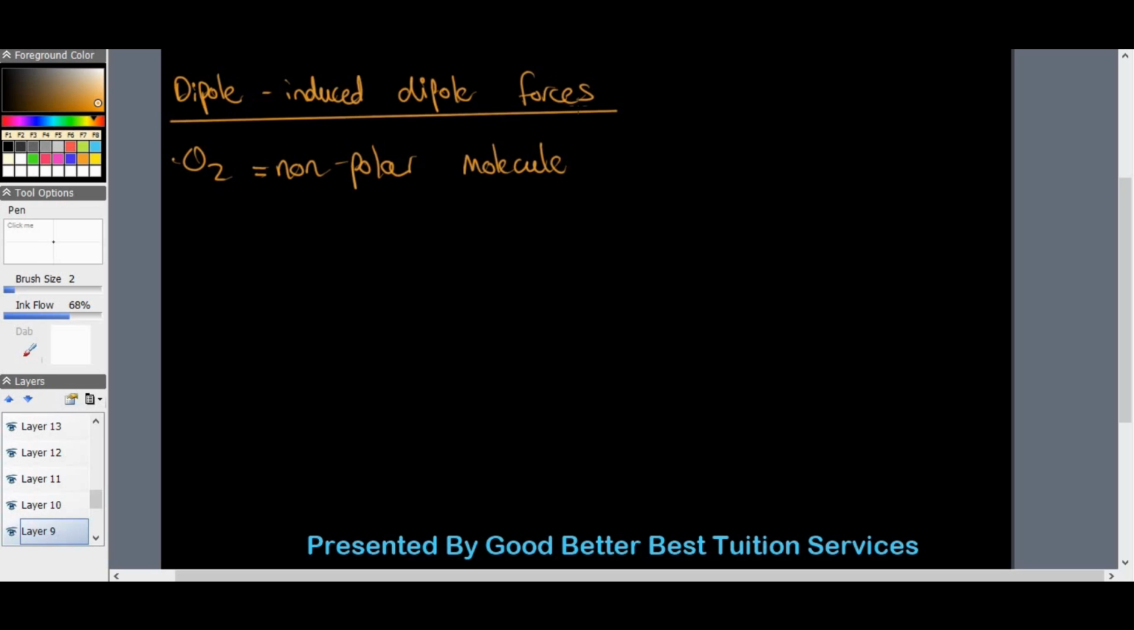Or how is O2, oxygen, able to dissolve in H2O molecules? Because essentially that's what is happening with oxygen in water. Okay, that's why we can't breathe underwater.